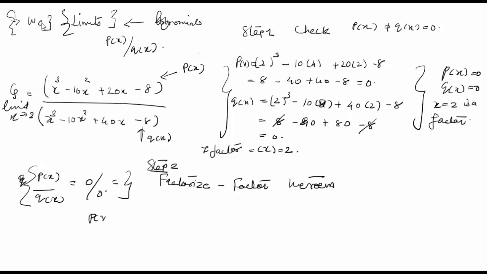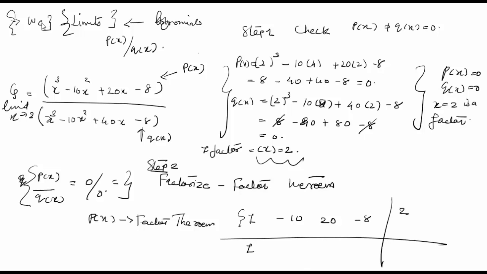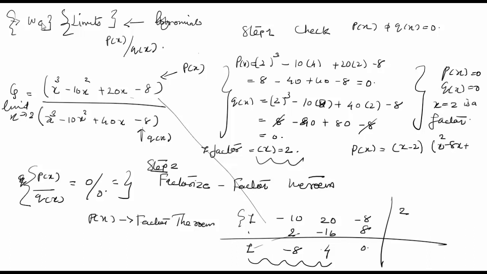To factorize p(x) by applying the factor theorem, I write the coefficients 1, minus 10, 20 and minus 8, and the factor 2 here. I bring down the first coefficient as it is. Then I multiply it by 2 and get minus 8, multiply again and get minus 16, and finally I get 4 and 8, which is 0. So p(x) can be factorized as (x minus 2) into (x square minus 8x plus 4).